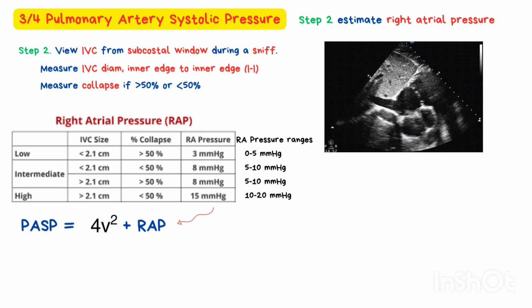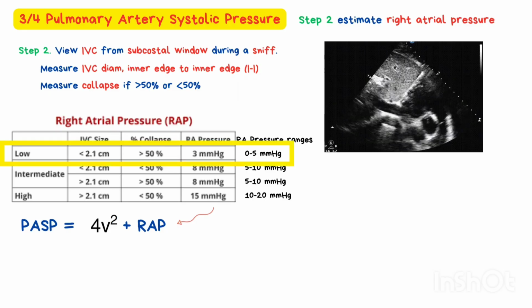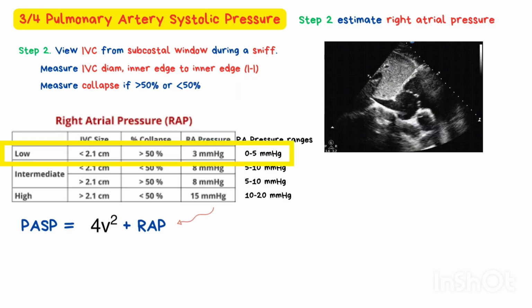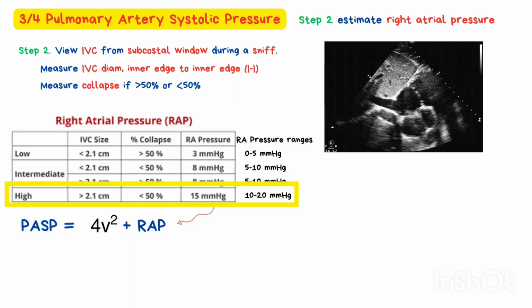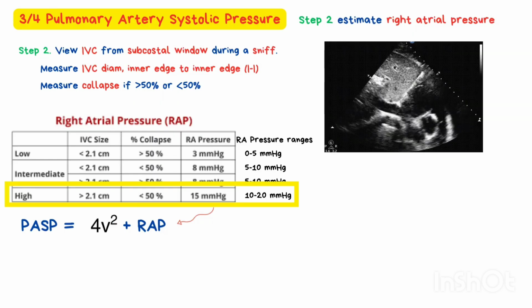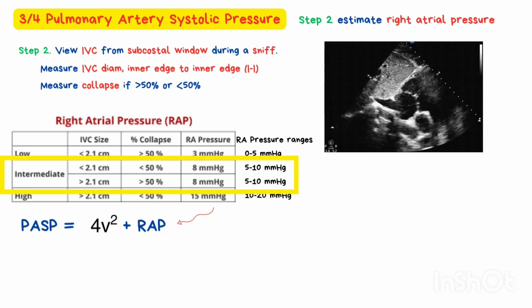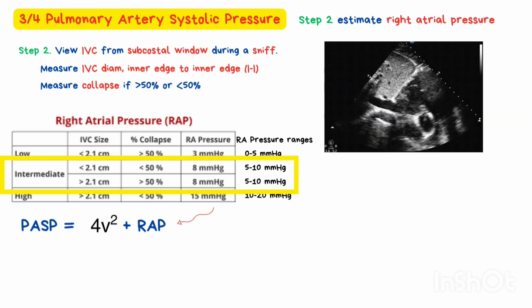For example, if the IVC is less than 2.1 centimeters and collapses more than 50%, RAP is 3 millimeters of mercury. If it's dilated and collapses less than 50%, RAP is high and estimated at 15 millimeters of mercury. Intermediate findings will fall at 8 millimeters of mercury.